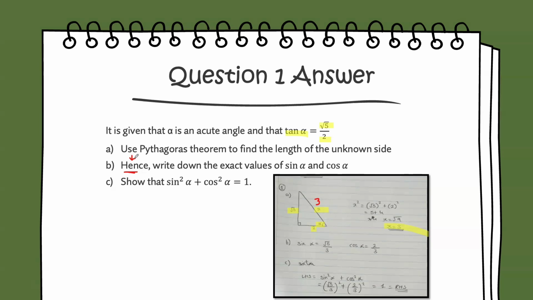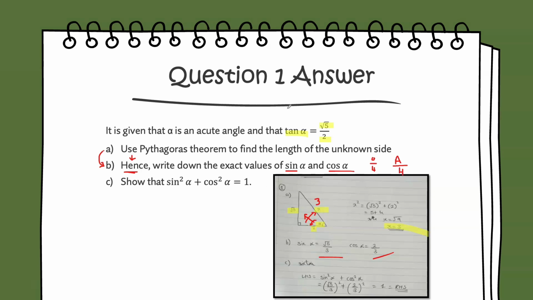Sometimes they'll say hence or otherwise. Then you can figure out your own way of doing it. But if it says hence, you must use your answer from part A to figure out part B. And in this case, it will be because we need to find the values of sine A and cos A. If you recall, sine A is opposite over hypotenuse, and cos A is adjacent over hypotenuse. So in both instances, we need the length of the hypotenuse, which is what we found in part A. So sine A is root 5 over 3, and cos A is adjacent over hypotenuse, which is 2 over 3.